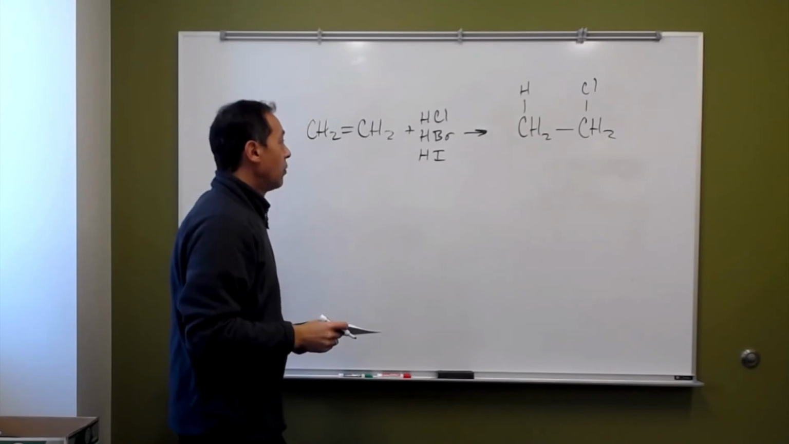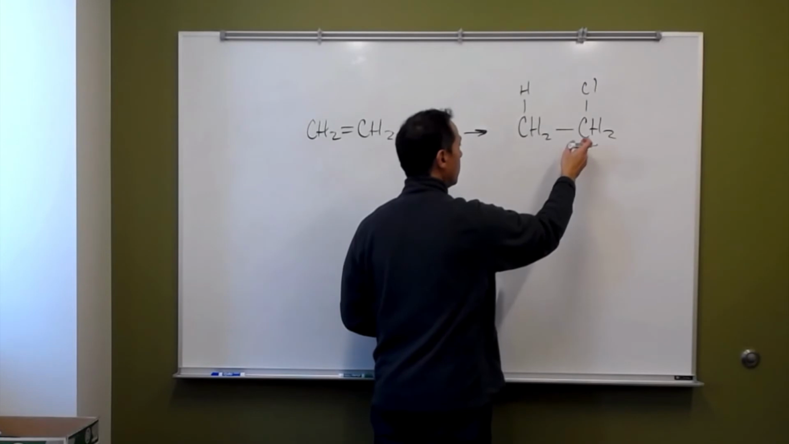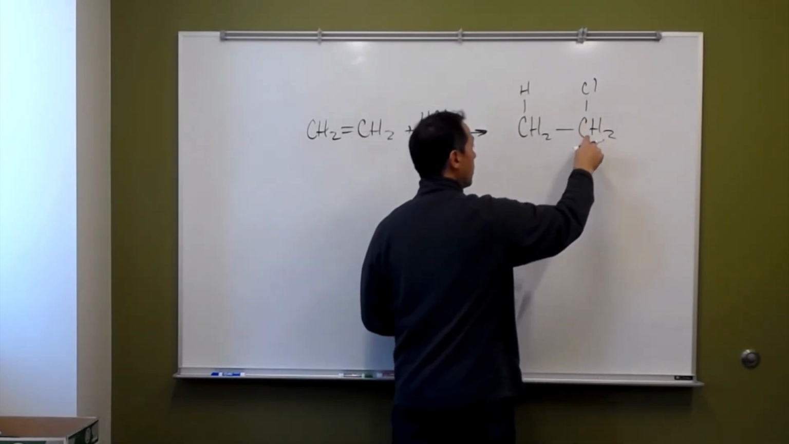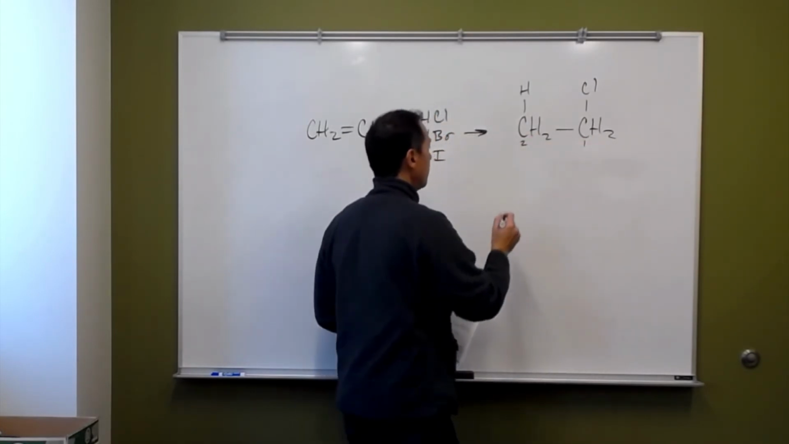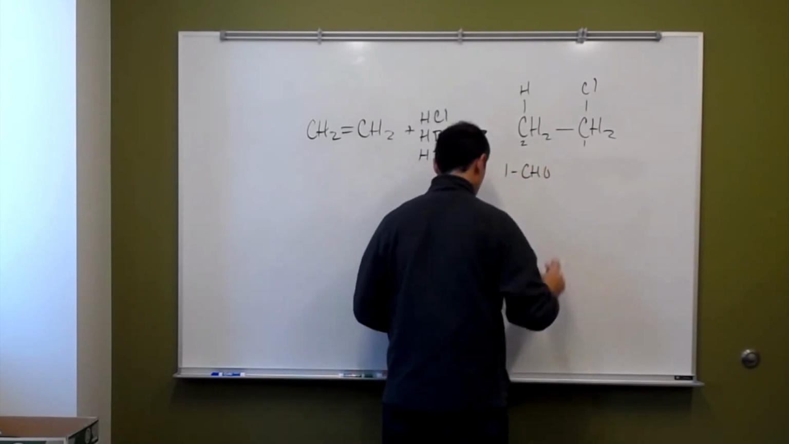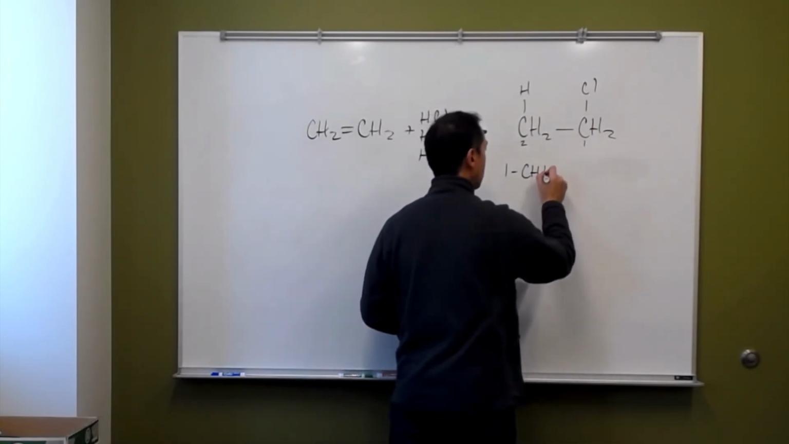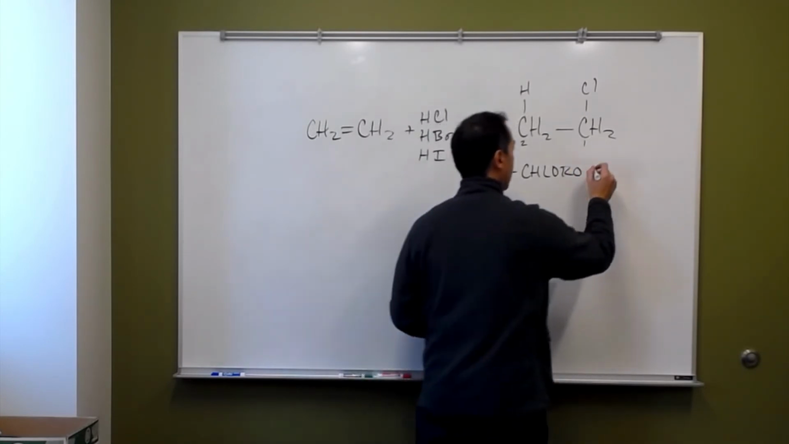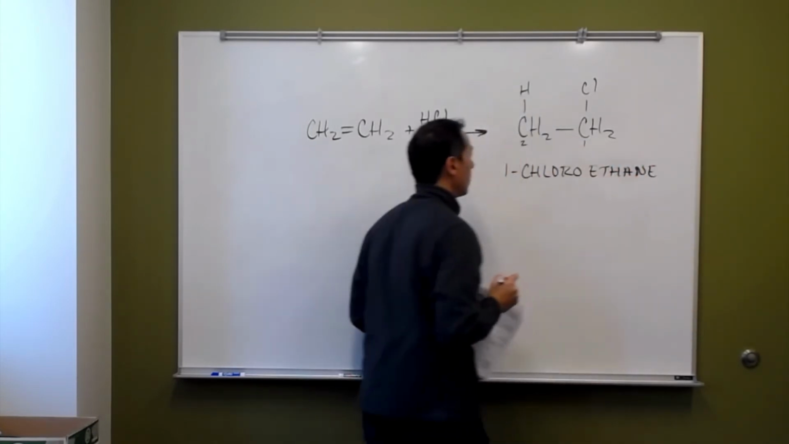And if we wanted to name this, we could go 1, 2, or 1, 2. We want to have the lowest possible number, and we've got chlorine here. So I'm going to make this number 1, this number 2, and so this becomes 1-chloro. What's that spelling thing again? It keeps getting me. C-H-L-O-R, 1-chloroethene. Okay, 1-chloroethene.